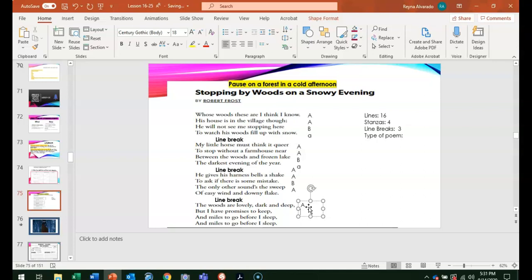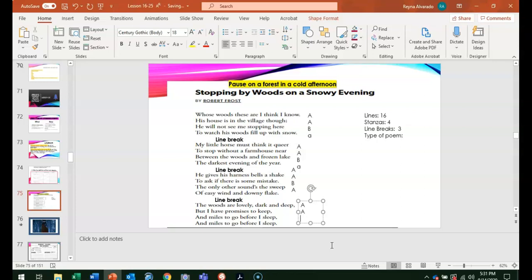Deep and keep. Sleep and deep. Okay. Deep and keep. Do they rhyme, boys and girls? Deep, keep. Yes, so it is the same family. So what letter is that? A. Good job. What about sleep?